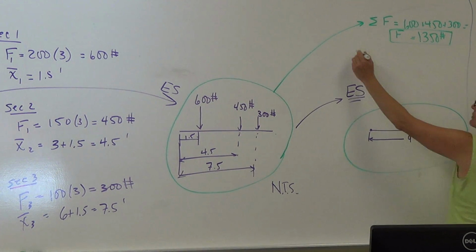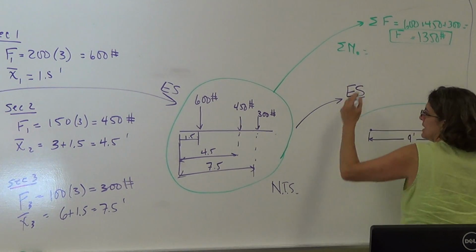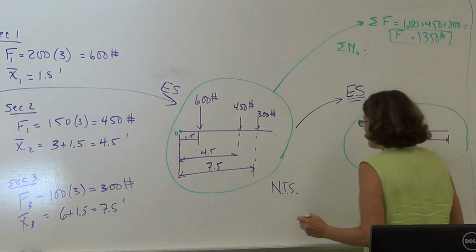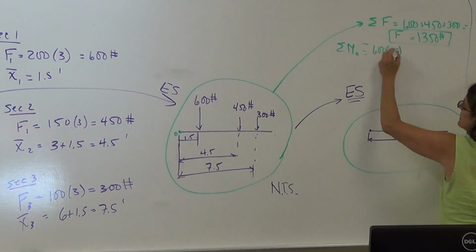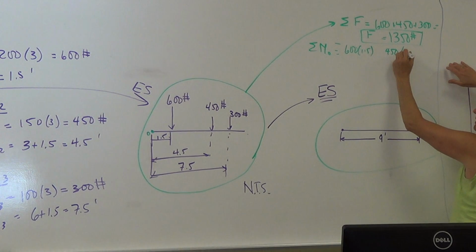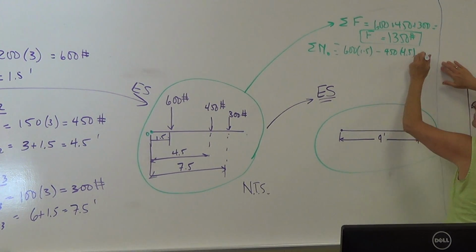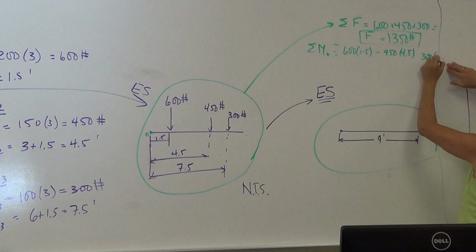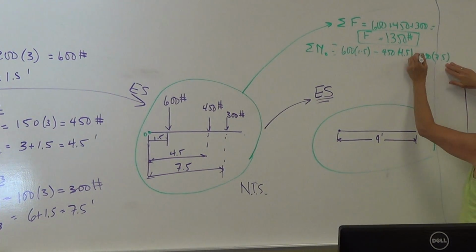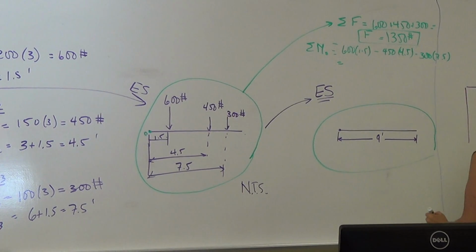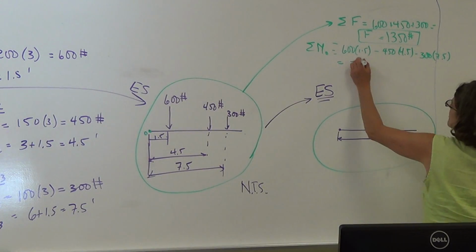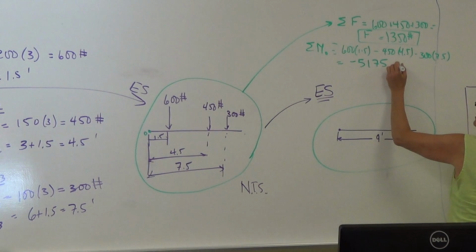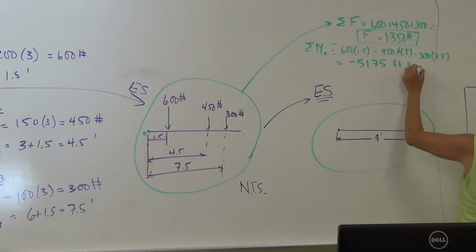We did sum of the moments. The sum of the moments about the left end, let's call that O. Negative 600 times 1.5, negative 450 times 4.5, and negative 300 times 7.5. And the moment turns out to be negative 5175, negative 5175 foot-pounds is the moment.